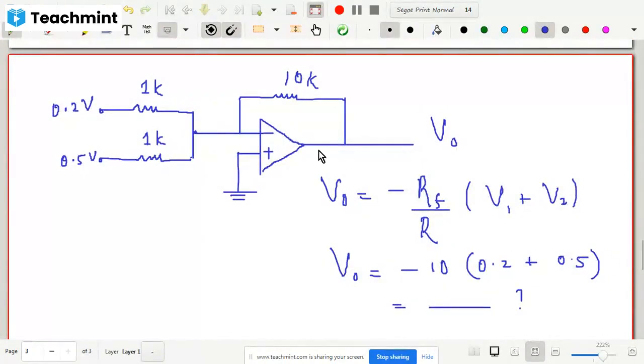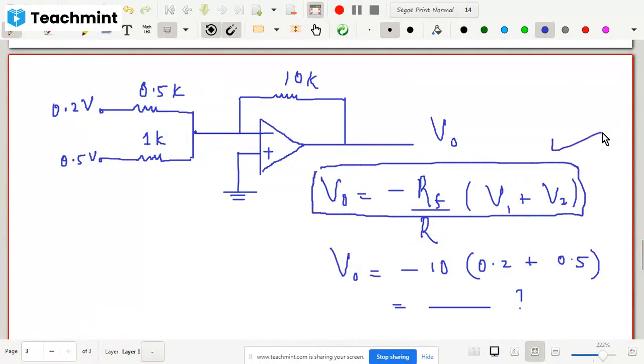Now let us say that this is also not equal. Suppose, in this problem itself, I am not giving you any extra problem, but in this problem itself, I am giving you that this is not equal. Let us say this is 0.5K. Then which formula would you use? You cannot even use this one. Okay, you cannot even use this formula.